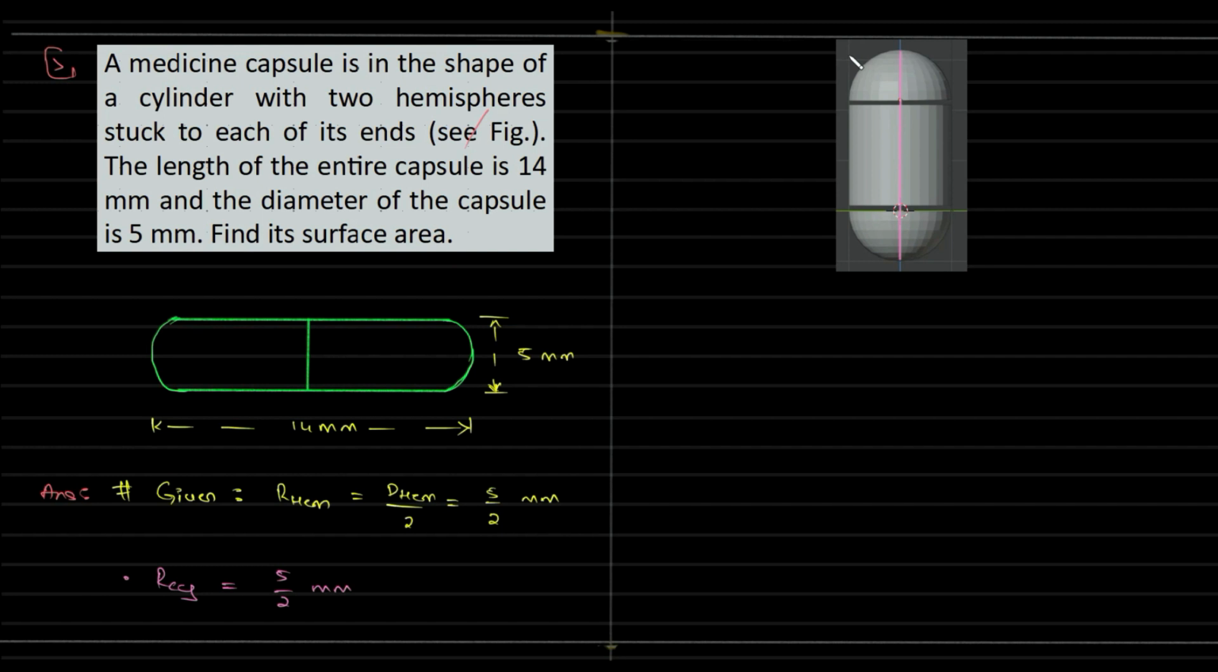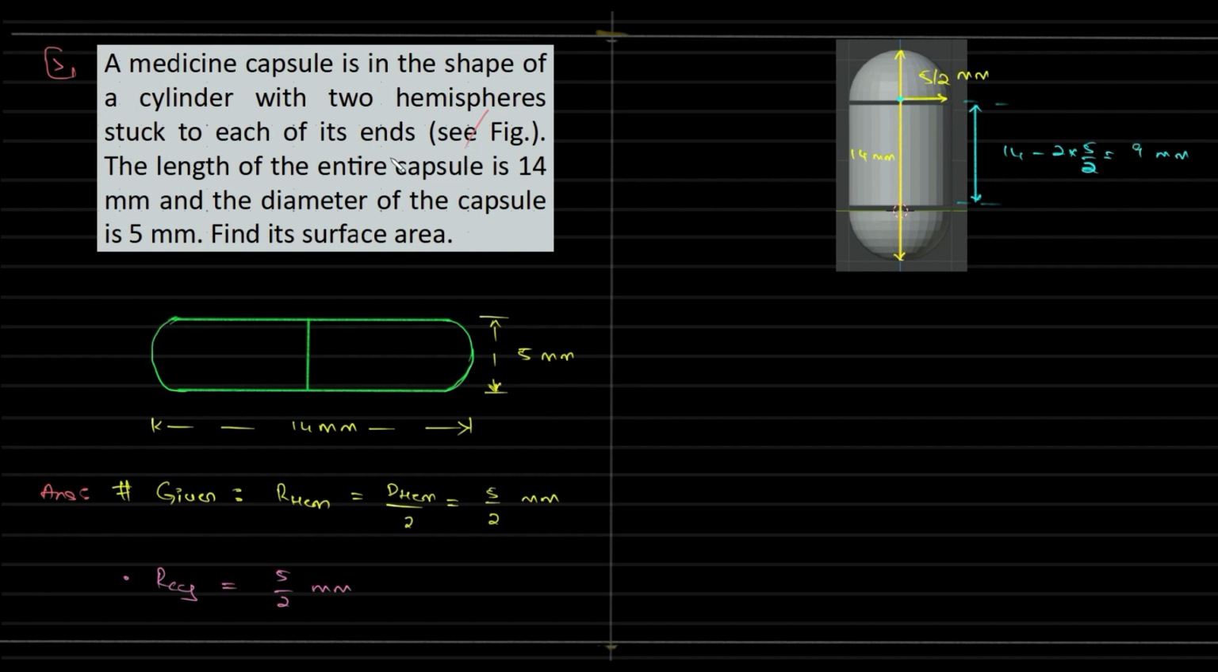From this end to this end, we have the entire length to be 14 millimeter. The radius of this, we just found out, is 5 by 2, and it's the same for both ends. Now, we have to find this length from here till here. So how will we do it? Well, it's quite simple. This entire length is 14 minus 2 times of 5 by 2, right? So basically, this will be 9 millimeter.